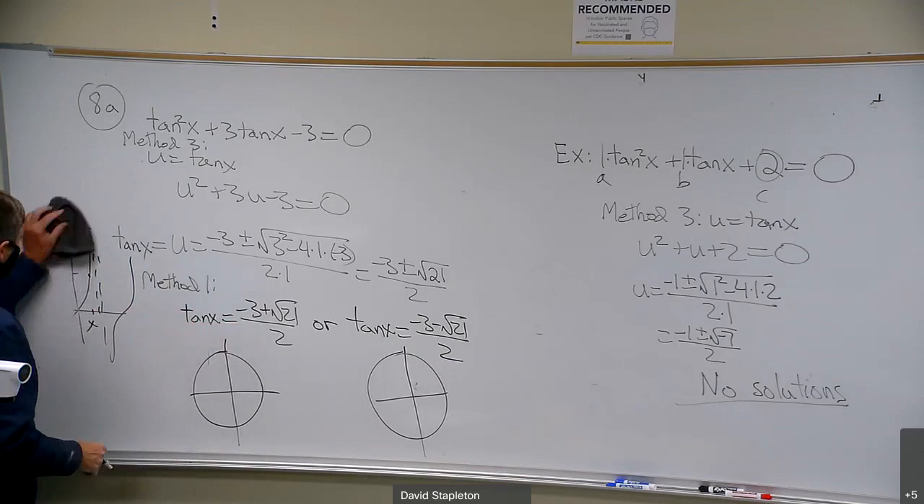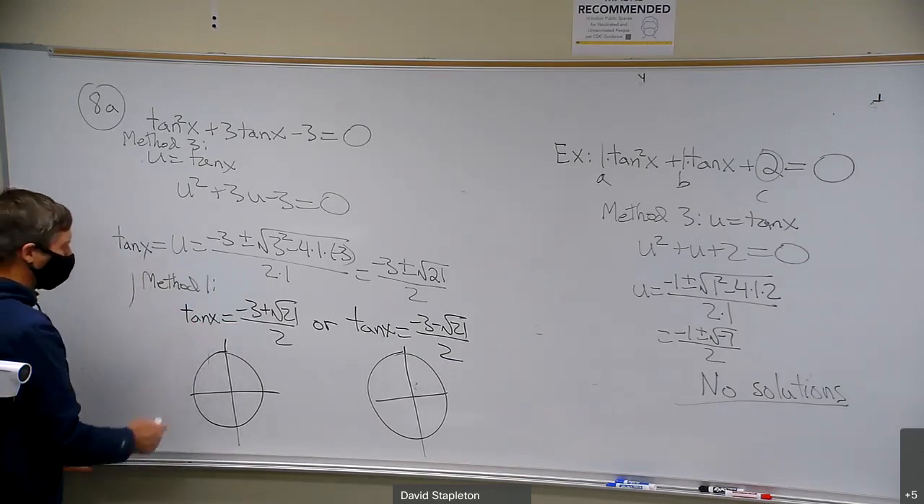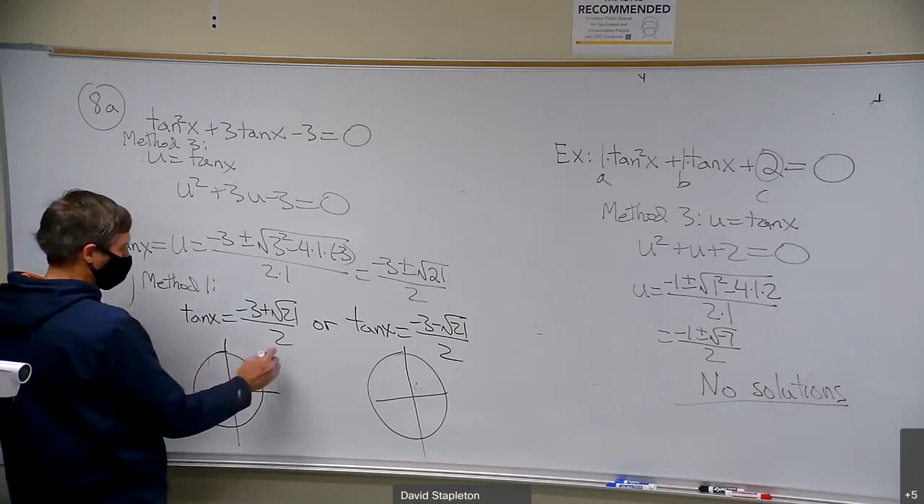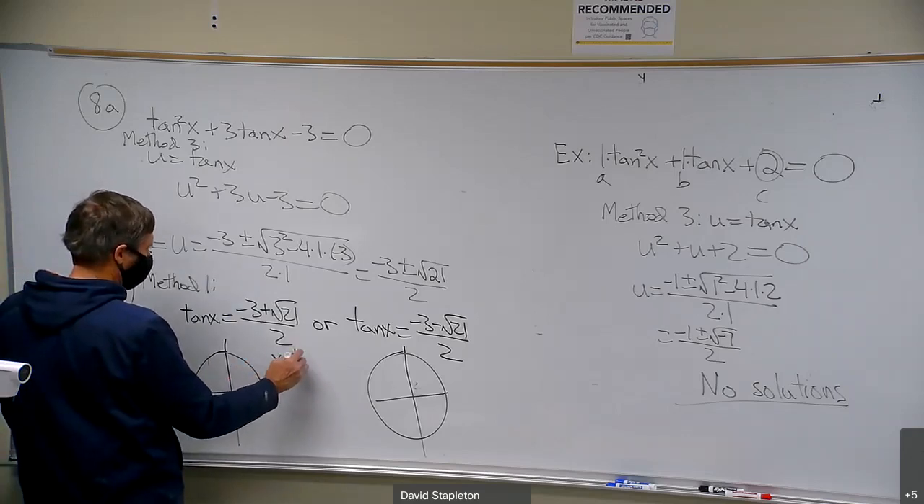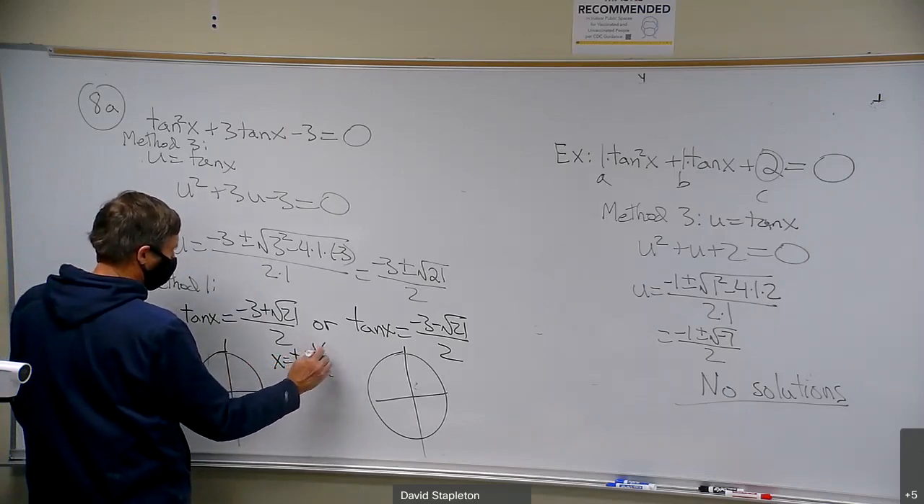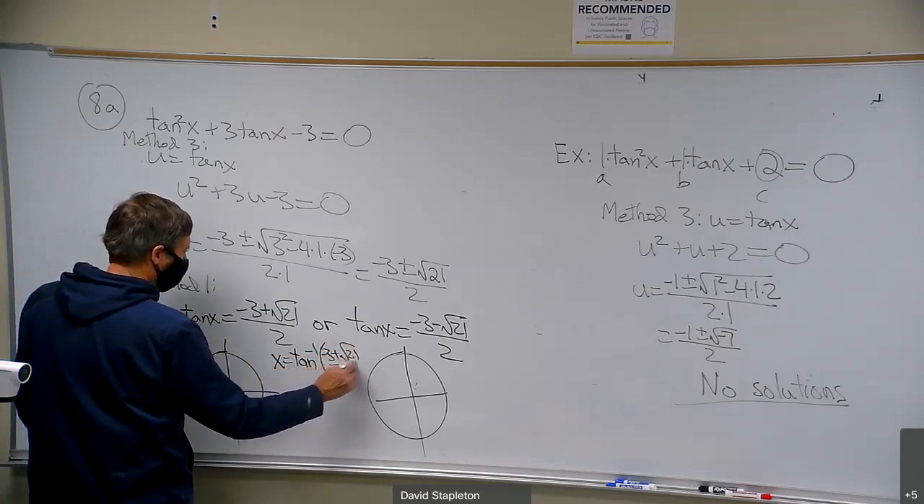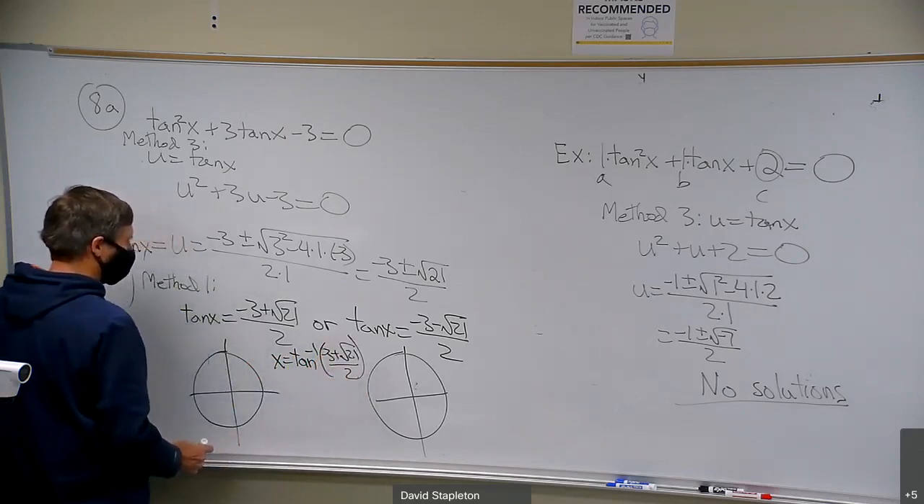And what is one solution? What's one solution to tangent x equals that? Yeah, arctangent. There we go. Arctangent. Even though it's a messy number, it is a solution. Minus 3 plus square root 21 all over 2. That's one solution.